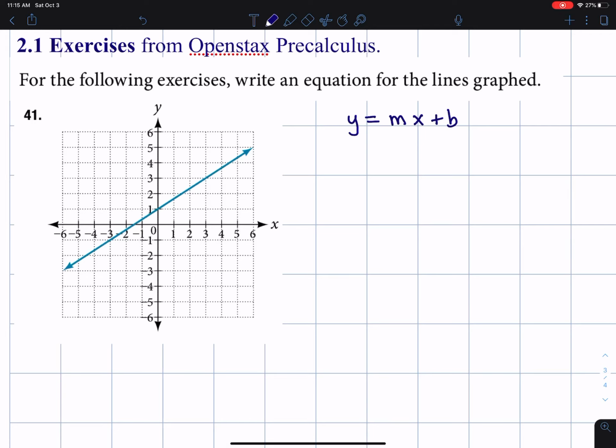Now, what is m? m is the slope and b is the y-intercept. Because this line has a y-intercept that I can just read off, I am going to start off with this form. So here we can see that b is equal to 1. Just like a freebie. You have to know where to look, but it's just right there.